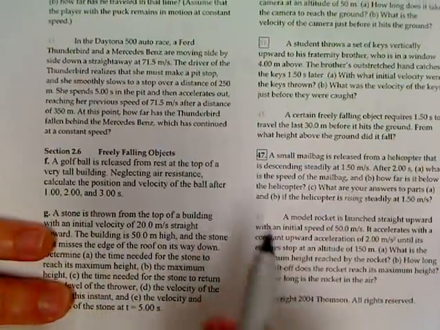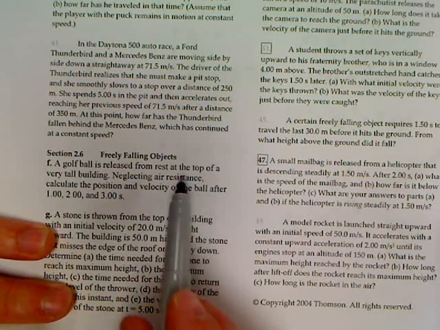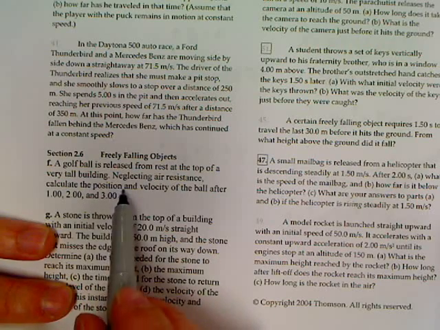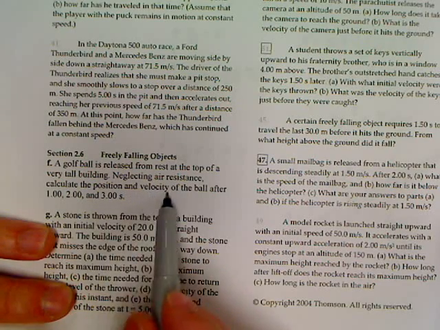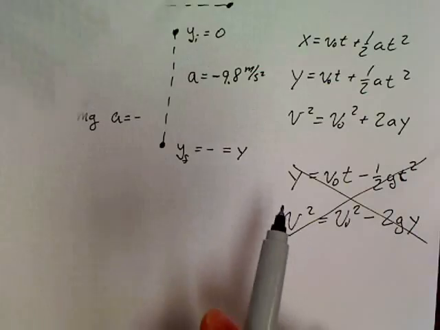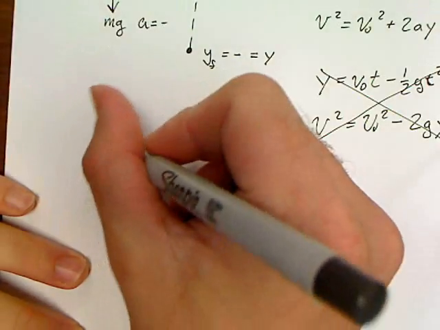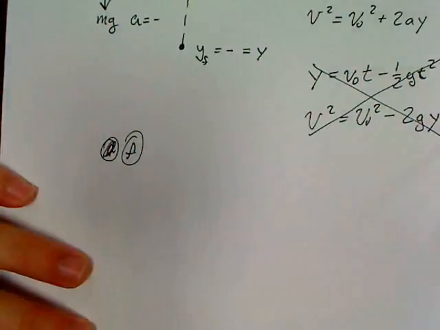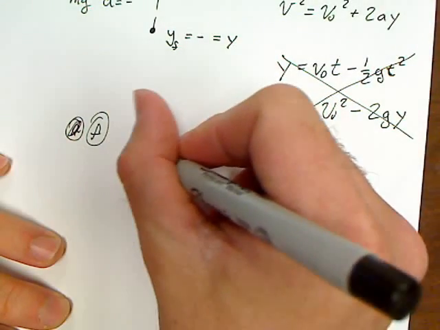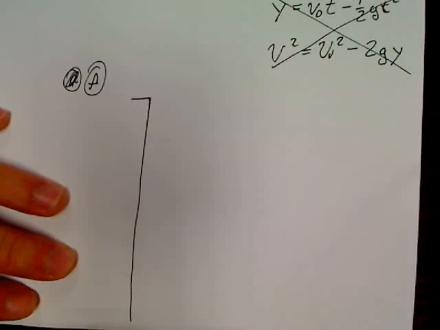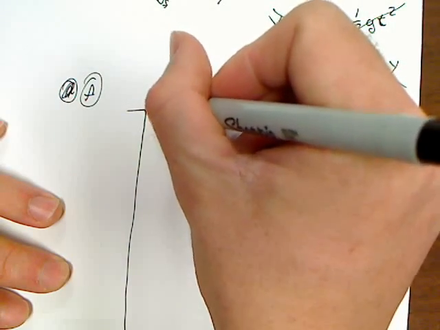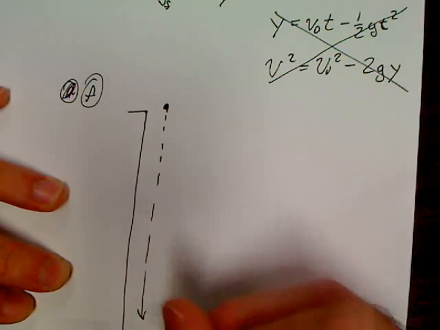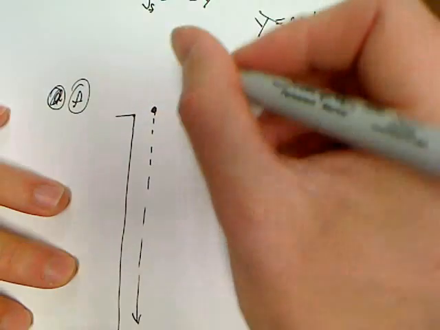First problem we're going to take a look at from our book is a golf ball released from rest at the top of a very tall building. Neglecting air resistance, calculate the position and the velocity of the ball after 1, 2, and 3 seconds. So we don't know how tall this building is in this example. We're on example F now. All we know is we've got a tall building. There, is that tall enough? And a ball is being released from the top of it.